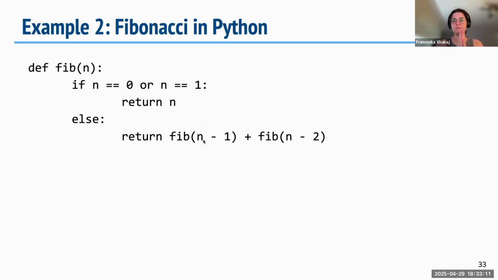We saw with factorial, the factorial of 5 calls factorial of 4, which calls factorial of 3, which calls factorial of 2, which calls factorial of 1. And once we hit that base case, we can start returning. How does it work when we have two calls, n minus 1 and n minus 2?